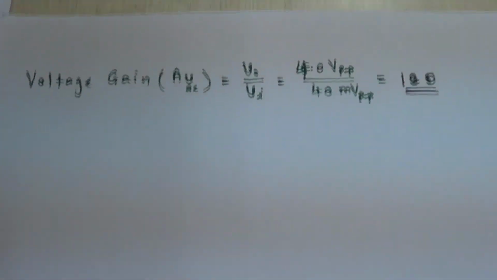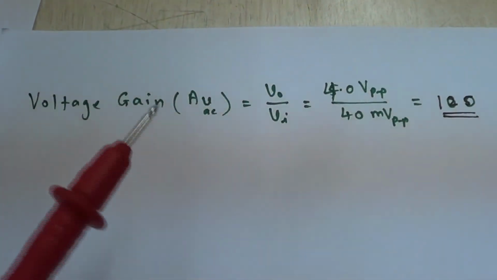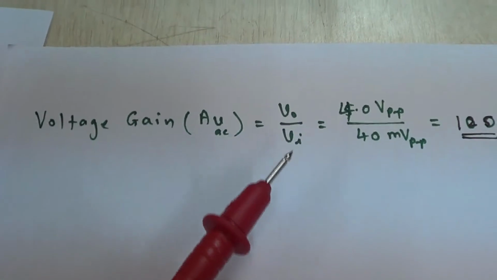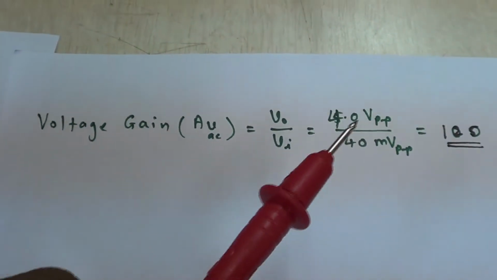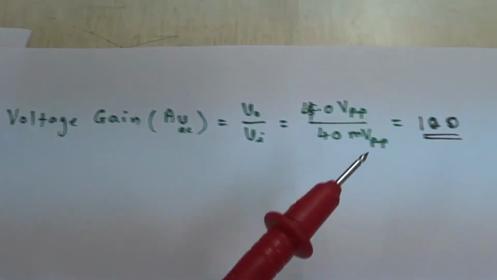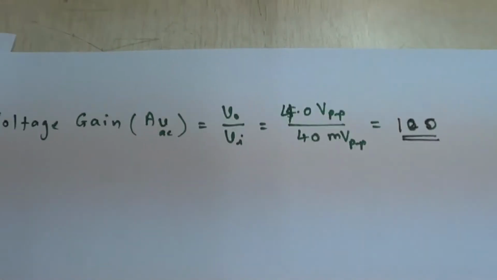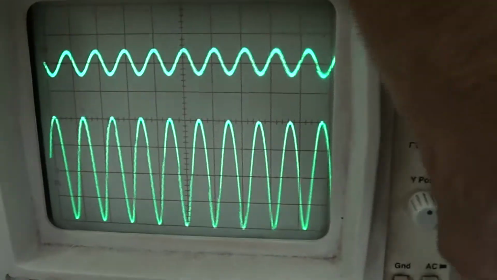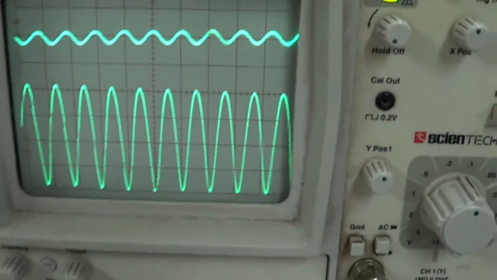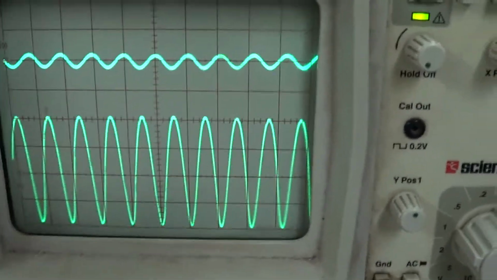So we can make the calculation for the gain, and it shows that the voltage gain, which is defined as output voltage upon input voltage, is equal to 4 volt peak to peak divided by 40 millivolt peak to peak. That gives you the gain of 100. It means that your amplifier is amplifying the input signal 100 times. That is the AC gain of this amplifier.